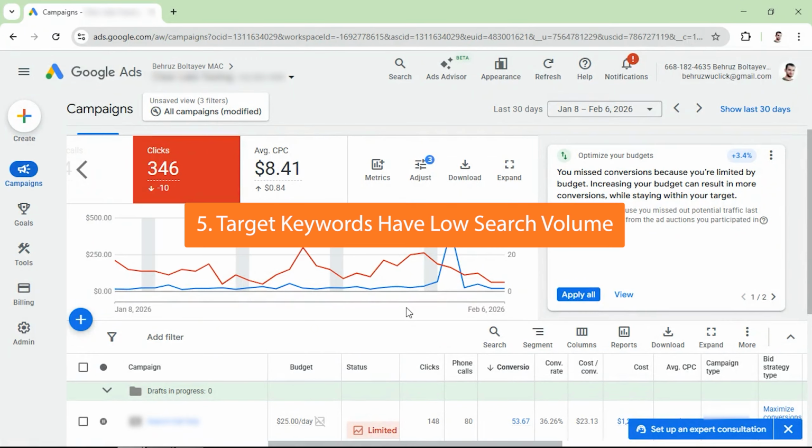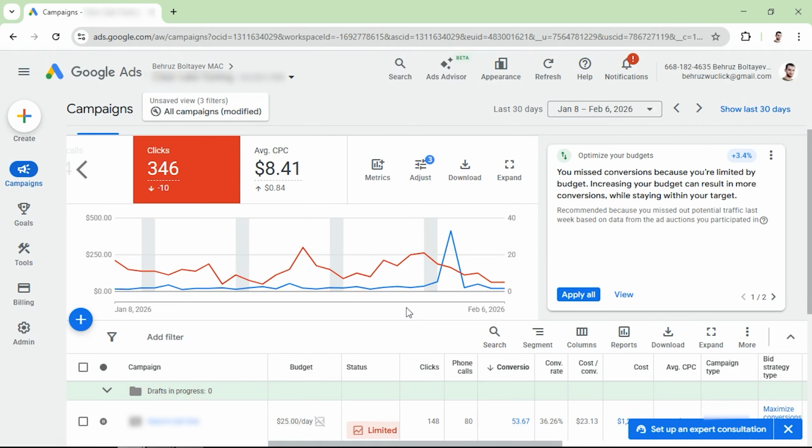So the next thing on our list: if you have low search volume and your target keywords have low search volume, you should increase that. Otherwise it is hard for you to find different variations of your keywords which can cost you less, and overall that can increase your cost per phone call. So let's see that example.